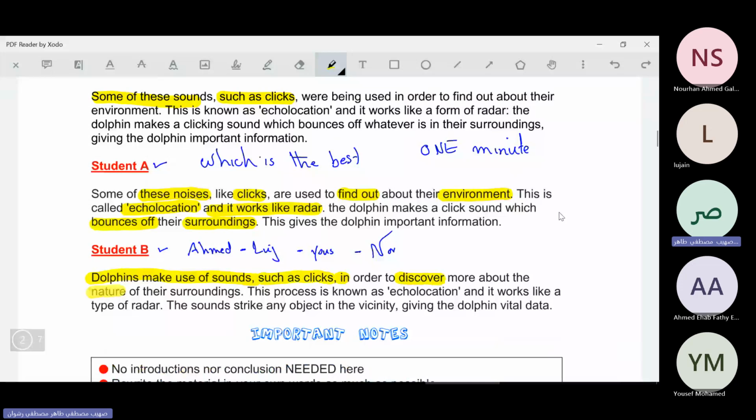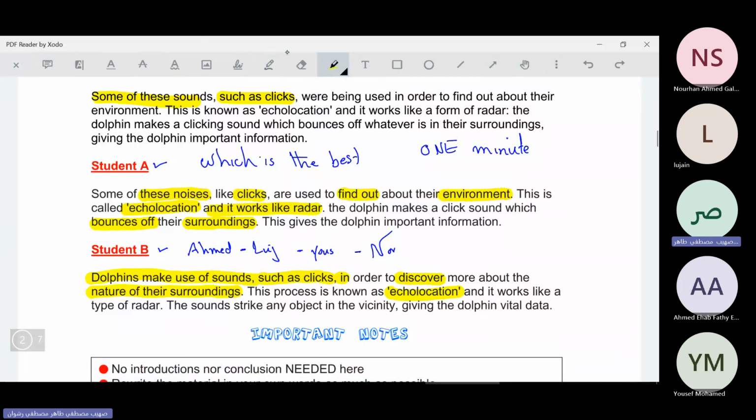Look at how "environment" is changed into what? Nature, "the nature of their surrounding." "This process known as echolocation." The main concepts of the text are not required to be changed, okay? Especially the definitions, the core bulks of expressions, or even the scientific expressions. So there is no problem if you copy a word like echolocation.